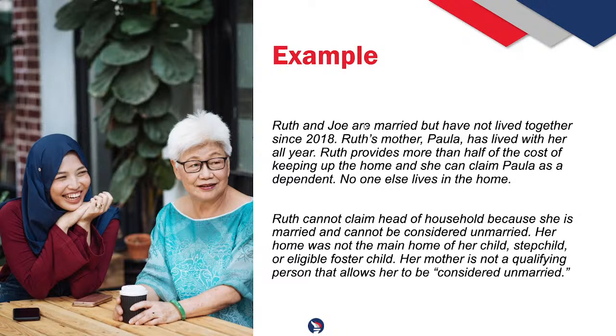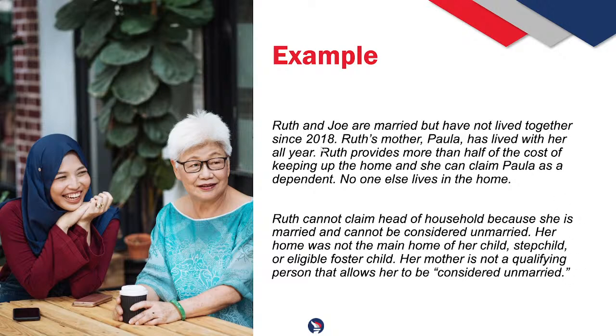Ruth and Joe were married, have not lived together since 2018. Ruth's mother, Paula, has lived with her all year. Ruth provides more than half the cost of keeping up the home, and she can claim Paula as a dependent. No one else lives in the home. Ruth cannot claim head of household because she is married and cannot be considered unmarried. Her home is not the main home of her child, stepchild, or eligible foster child. Her mother is not a qualifying person to allow her to be considered unmarried.